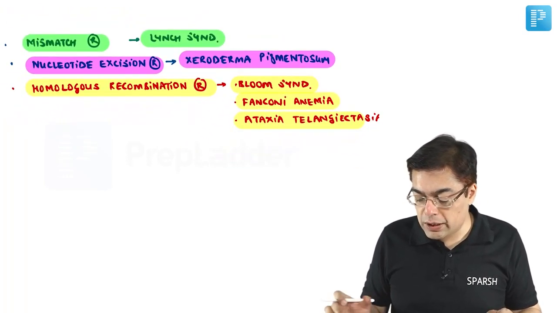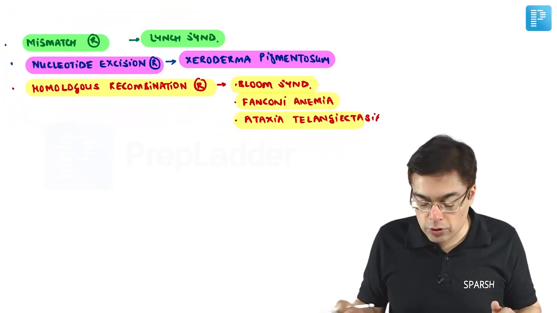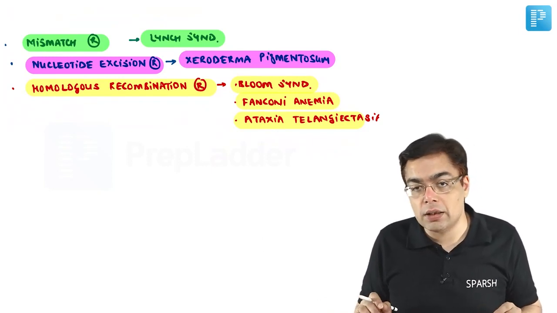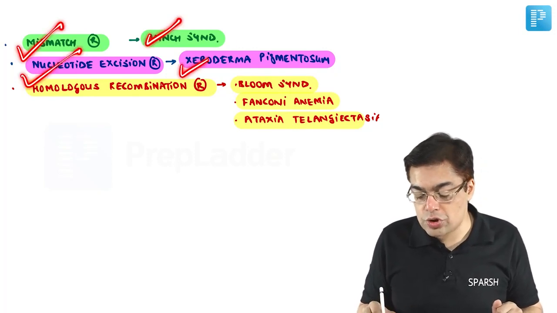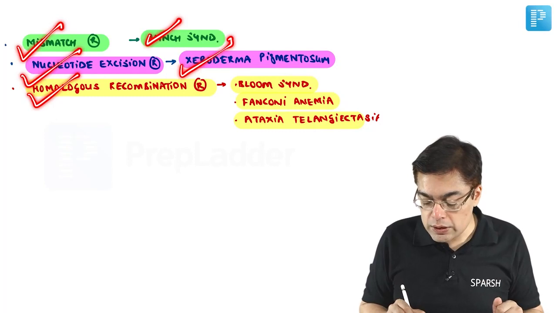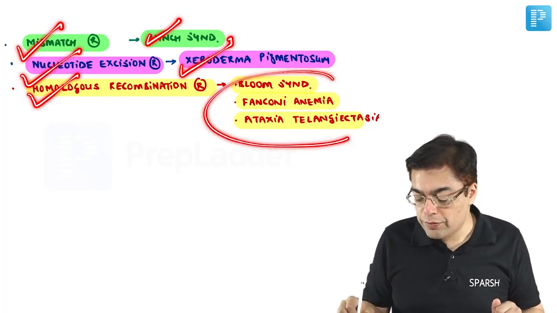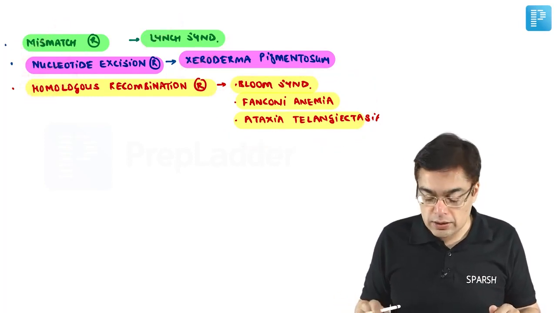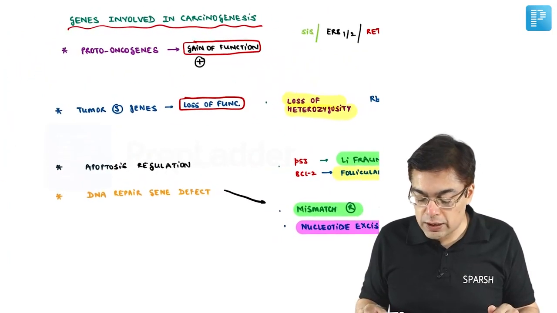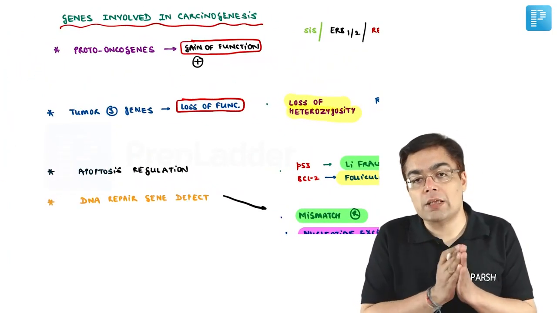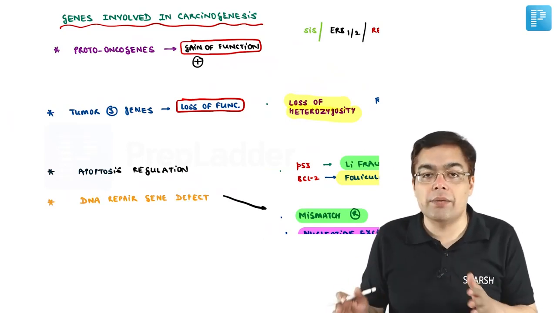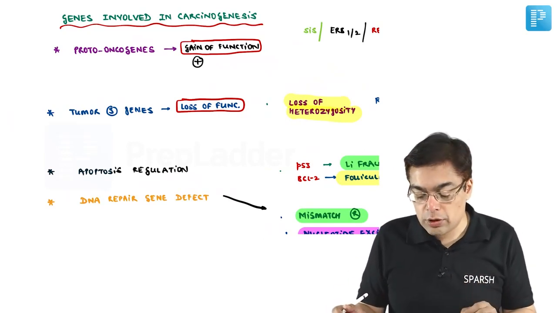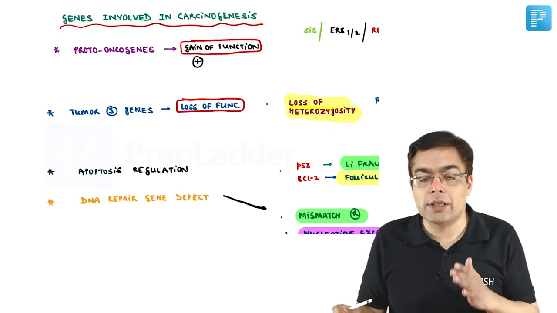So all in all, what is appearing on your screen is an extremely high-yield piece of information so far as the defect in the DNA repair genes is concerned. Mismatch repair: Lynch. Nucleotide excision: xeroderma pigmentosum. Homologous recombination repair genes: Bloom's, Fanconi's, and ataxia telangiectasia. So that is what we need to have an idea about so far as the four different subtypes of gene categories are concerned, and I've tried to summarize the examples of each one to the best possible of my abilities in the shortest possible time.